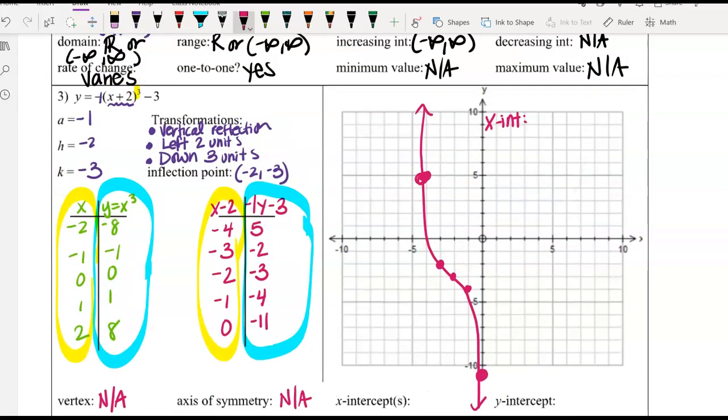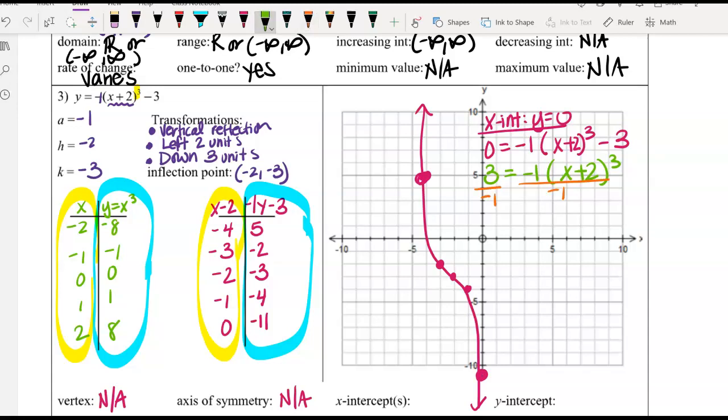You can't really eyeball it, okay? So you have to solve for it. So y equals 0. Unless it's already on the chart, but in this case it isn't. 0 equals negative 1 in the front, x plus 2 to the third, and then minus 3. So let's add. We're going to add 3 to both sides. So that's 3 equals negative 1 times x plus, oh, look at that. I missed the 2 in the middle. x plus 2, and then to the third. Next, we're going to divide both sides by negative 1.